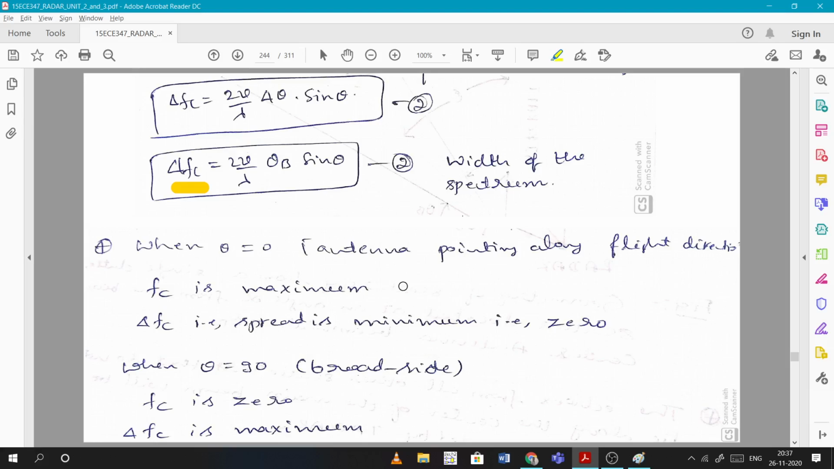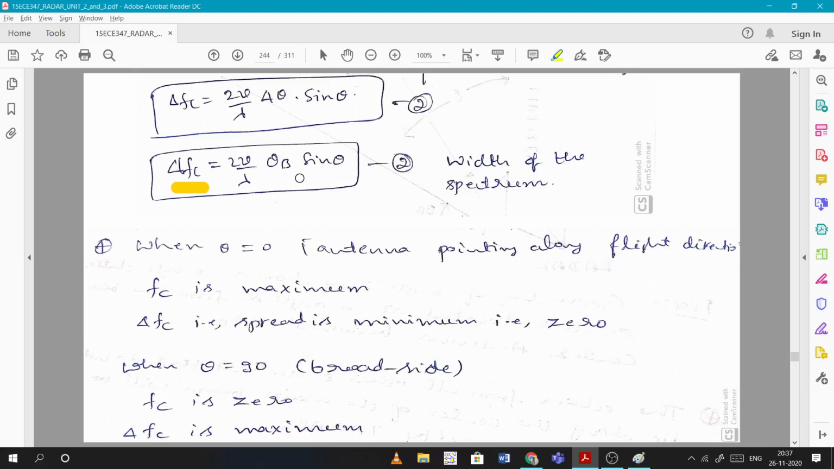So when theta is equal to 0, the entire term will become 0, right? So there is the change delta f to the width. So the width becomes 0. That means it is the minimum, right? That is 0. That is where the spread will be minimum. Okay.